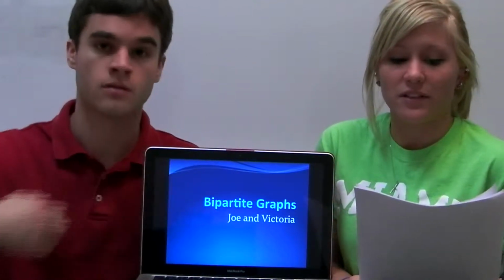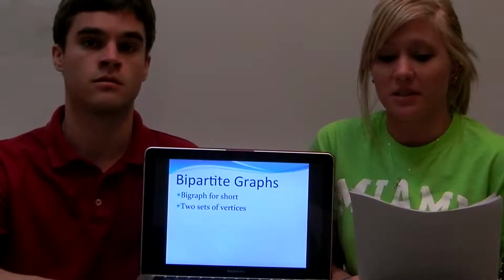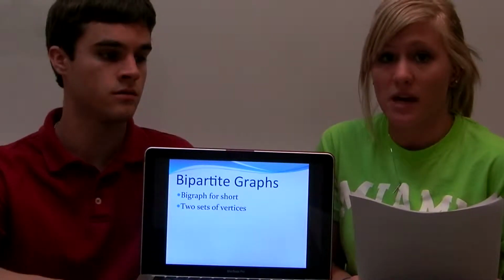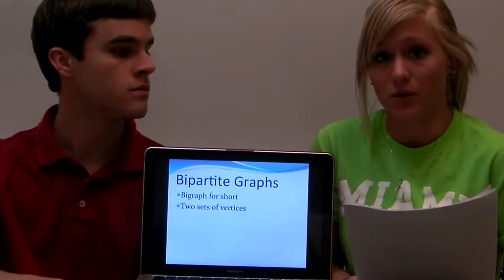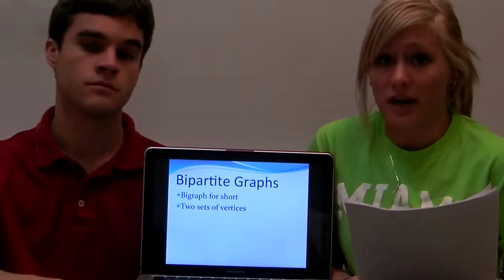A bipartite graph is a graph or group of vertices that can be split into two separate groups in such a way that each edge touches one point from each group. These graphs are also called bigraphs for short.